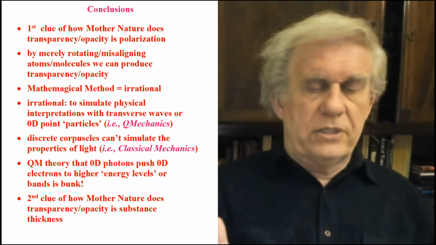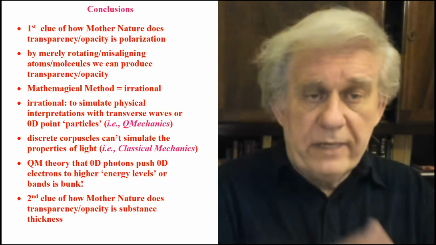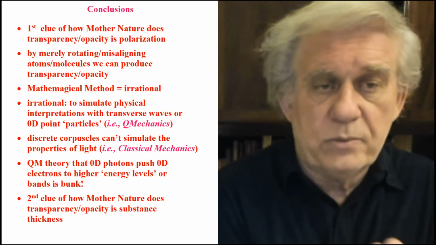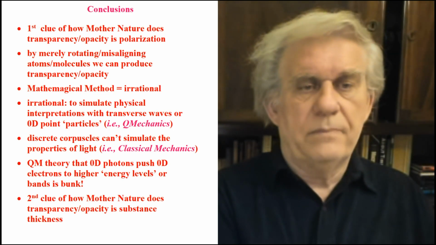Well, at least in one circumstance or one situation it does, and that's polarization. By merely rotating or misaligning atoms and molecules, we can produce transparency or opacity. Okay? So that is one clue.